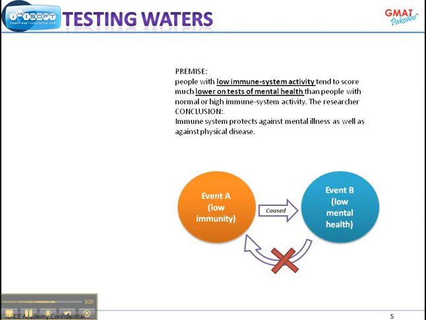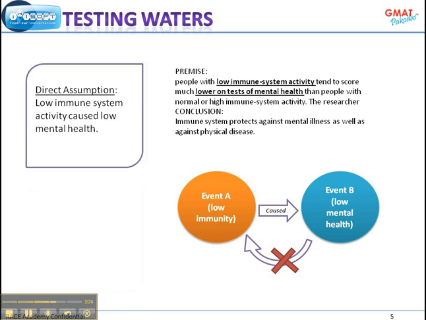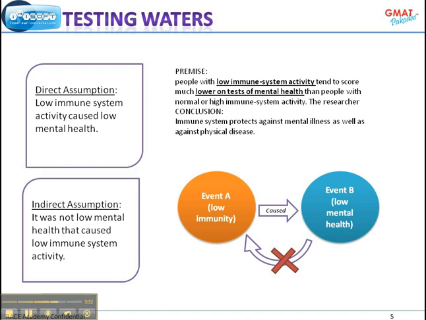Thus we come to our two assumptions. The first one is the direct assumption. The direct assumption says low immune system activity caused low mental health. Inherently, the indirect assumption would be it was not low mental health that caused low immune system activity itself. Thus we come to our two assumptions that could probably be made while drawing this conclusion.